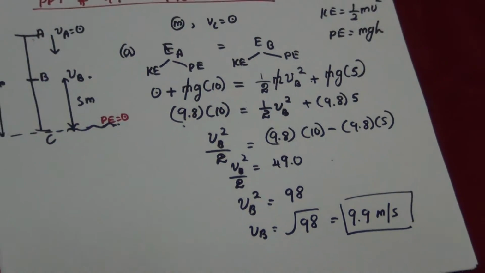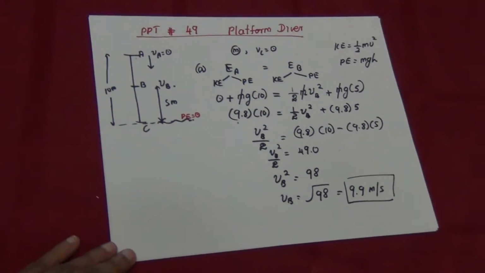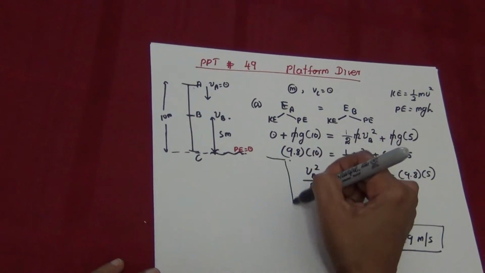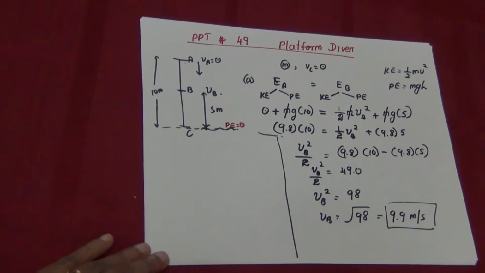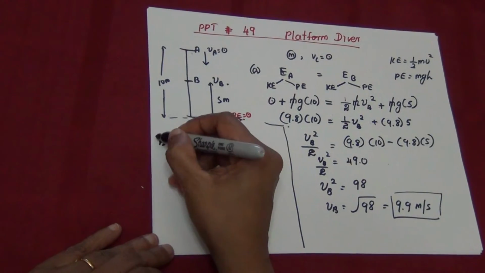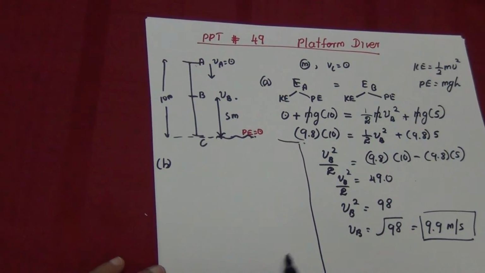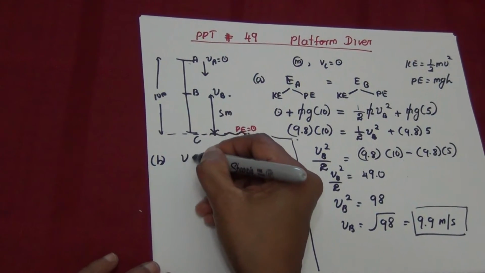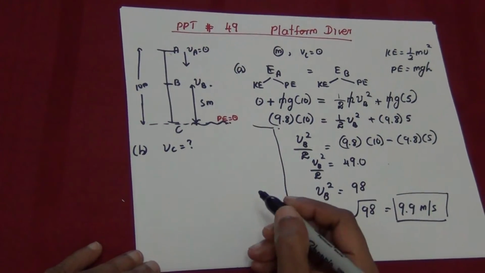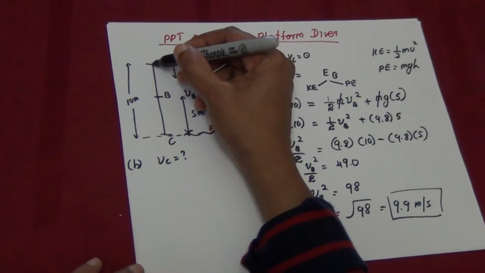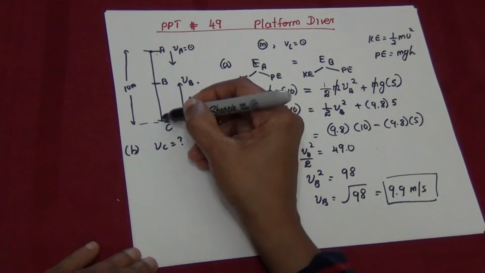Right? So I'm going to write the part B here just to show you everything in one page. Part B asks, find the speed as he hits the water. So we have to find VC. So the same procedure. I'm going to use it from here, at this point and this point.